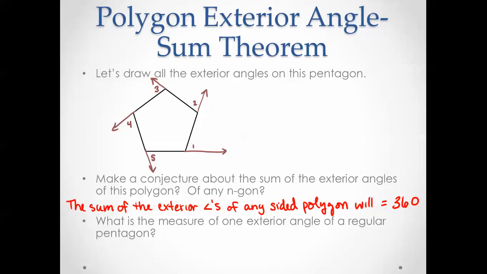Now the question is, what's the measure of one exterior angle of a regular pentagon? For that, we're just going to take 360 divided by 5, which is 72. So if we look at that pentagon and say that it's a regular pentagon, the measure of angle 1, 2, 3, 4, or 5 would be 72 degrees.